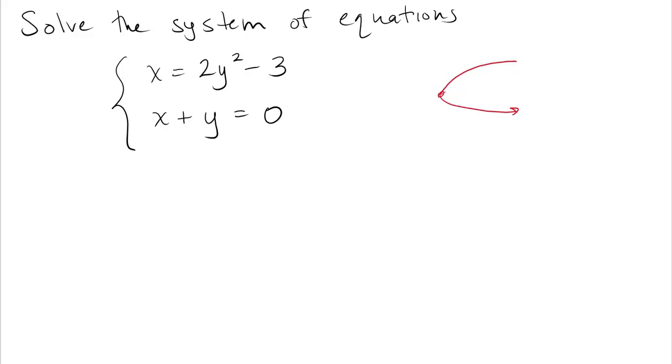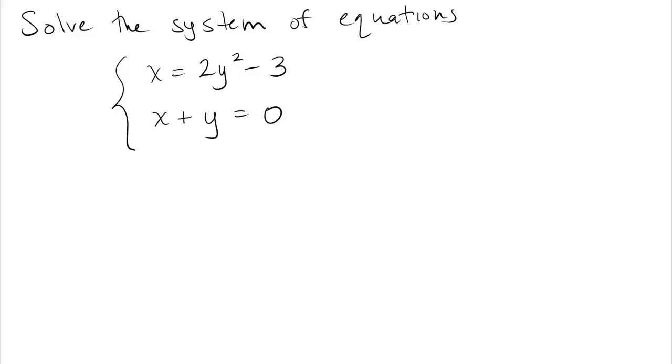And again, trying to do this by graphing would be complicated without graphing paper. Certainly wouldn't be accurate. And so we're going to do this algebraically. We know that the x value in the first equation is equal to 2 times the y value squared minus 3. And since we're considering these equations simultaneously, that same relationship must hold in the second equation.